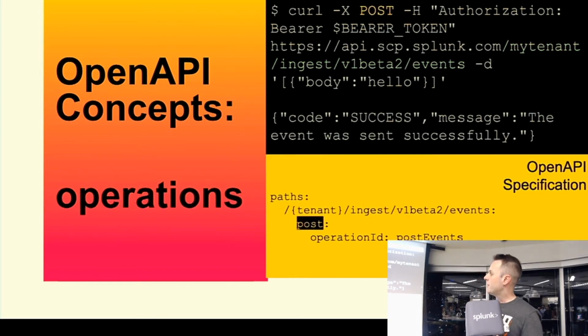Then there's a concept of operations. So an operation is just a combination of a path and a method. So in this case, a post. This operation is called post events, and we can use that to define the things you can do in the system. So for an API client, client.post events is something you would do if you wanted to ingest data.